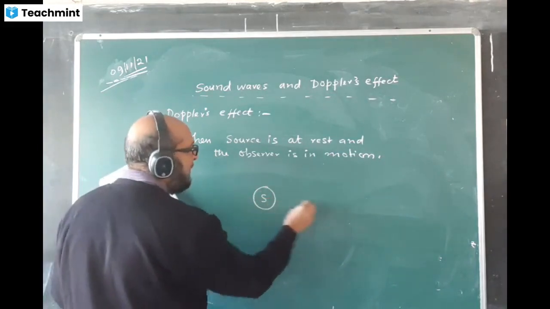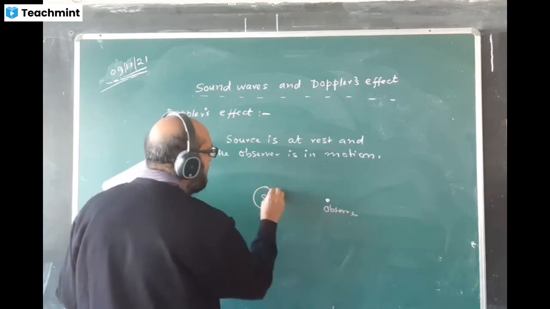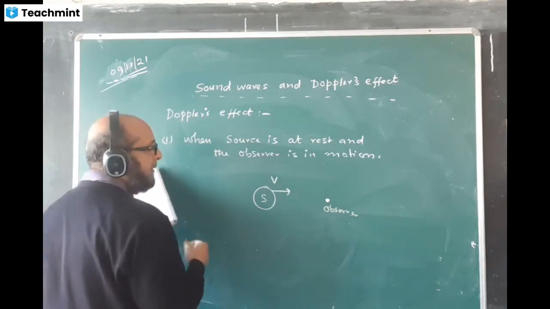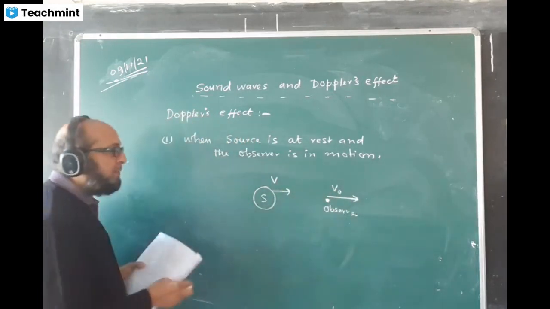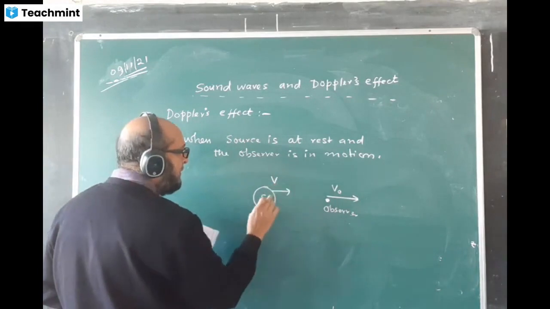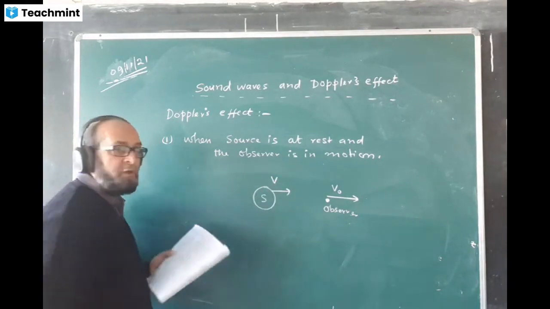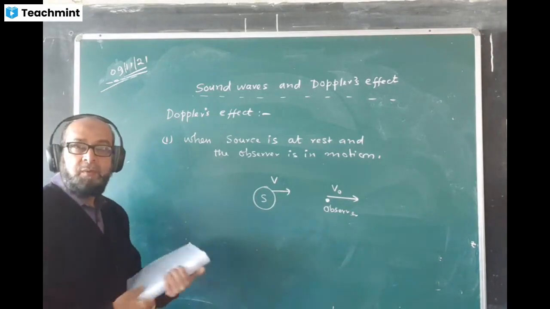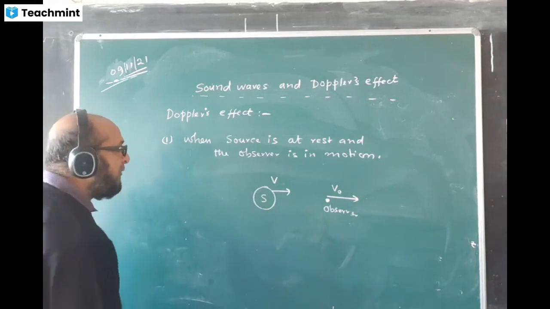Here is the source, here is an observer. Source is emitting the sound like this. This is the velocity of the sound, I'll denote by V. And observer is moving suppose like this, V O, observer is moving away from the source. Source is at rest. That means the velocity of the source is 0. And it's emitting the sound of velocity V. V is the velocity of the sound. So we'll see this time the wavelength will remain the same, only frequency will be different.